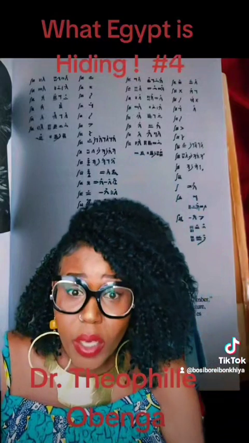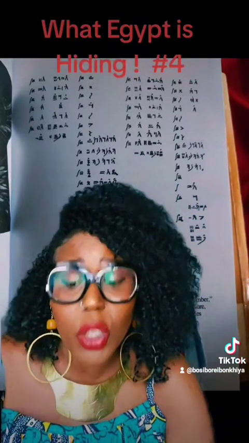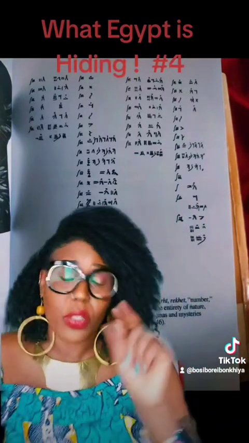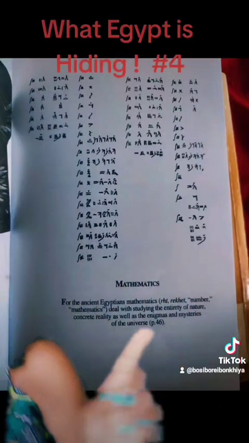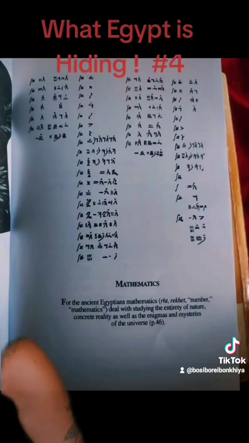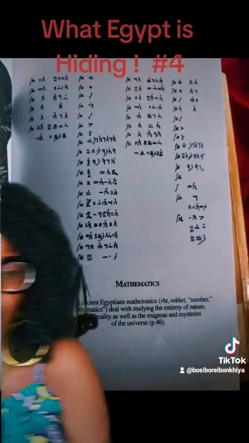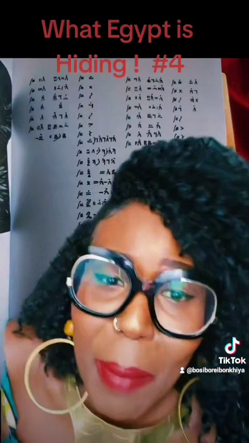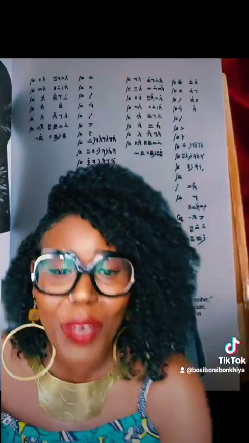So, in his book, Ancient Egypt and Black Africa, that's Dr. Theophile Obenga's book, you will see that over here. What does he say? For the ancient Egyptians, mathematics, recht, which is RHT or rechet, deal with studying the entirety of nature, concrete reality, as well as enigmas and mysteries of the universe. Now, do you remember he uses the word rechet for numbers?